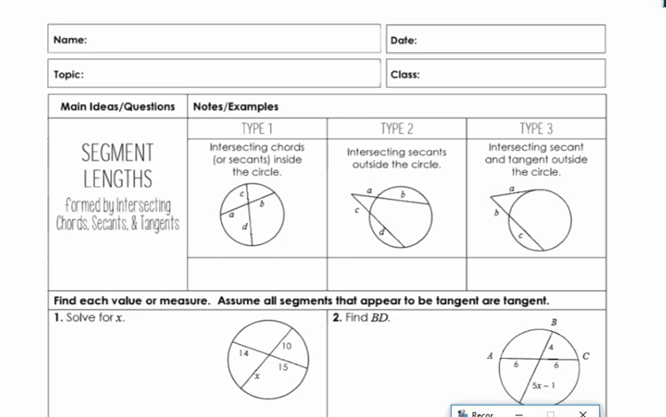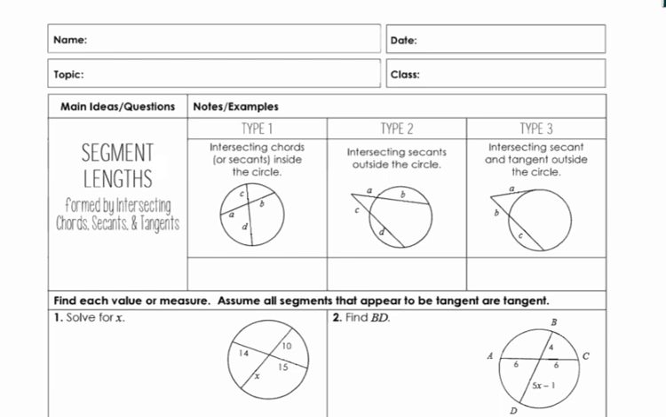Hey guys, in this video we are going to focus on intersecting line segments within or around a circle. There are three different types of intersecting segments that we're going to look at that can happen with these segments around a circle. The first type is intersecting chords, which means that the segments intersect inside the circle.